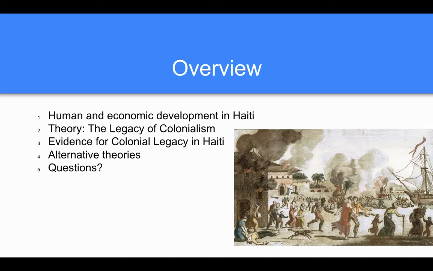So at the beginning, you can always give a little overview of what you're going to do in the presentation, of what the different parts of the presentation are. So this person is going to give a brief overview of the status of human and economic development in Haiti. They're going to talk about their theory. What is the theory, the legacy of colonialism? Then they'll talk about the evidence, why it explains underdevelopment in Haiti. They'll talk about a number of alternative theories, and then they'll have a question and answer session.